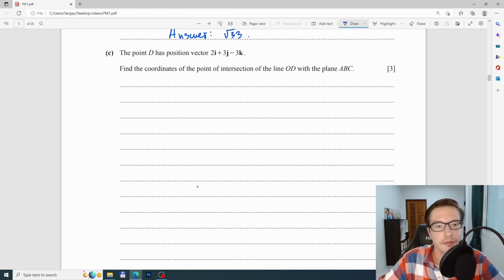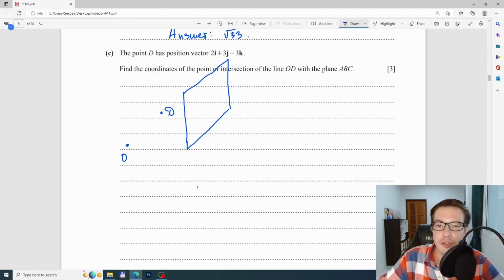Next question, we have some point D. Let's draw the origin here. And we also have our plane. Find the coordinates of the point of the intersection of the line OD with the plane OBC. Let's draw how it looks like. That's our intersection, and we're going to call it P.